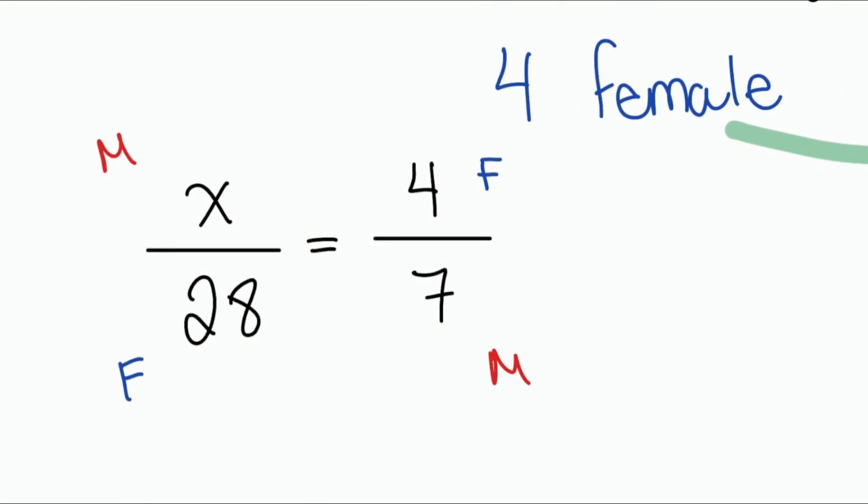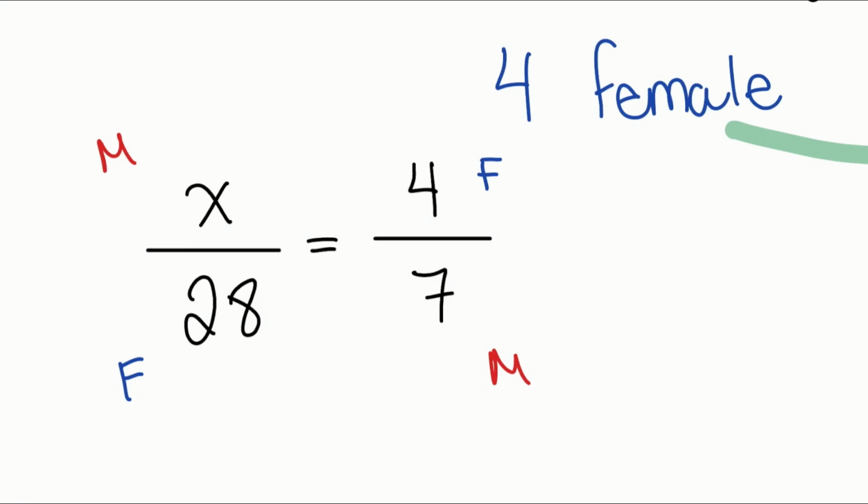Yes, we are comparing the same things. We have males and females on the left side, males and females on the right side. So yeah, we are comparing the same things. However, are we doing it in the same way? Correct. No, we are not. We are not doing it in the same way.